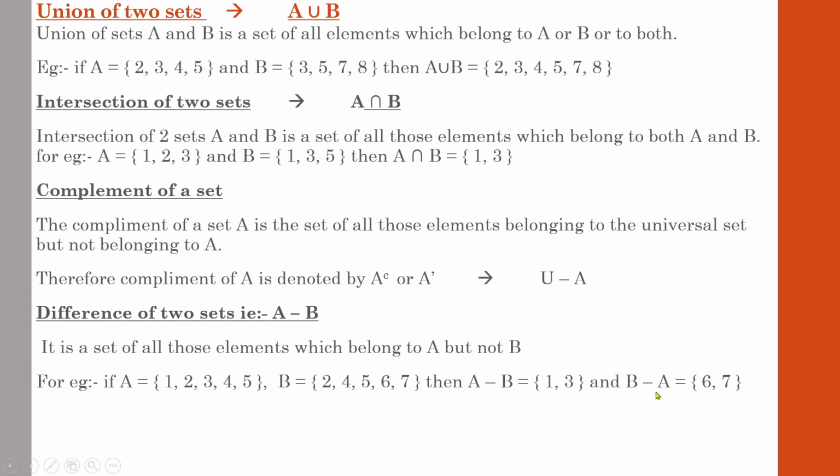B minus A means all those numbers that are exclusively there in B, not in A. So we can see B, first number is 2, it is already there in A. 4, it is also there in A. 5, it is also there in A. The only numbers that are only there in B are 6 and 7. So this is how you have to represent the difference of two sets.